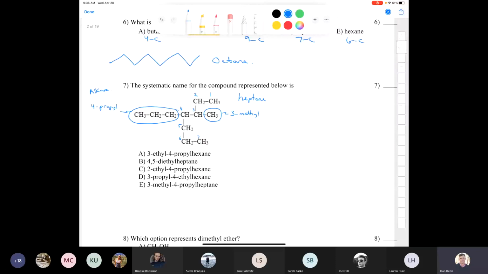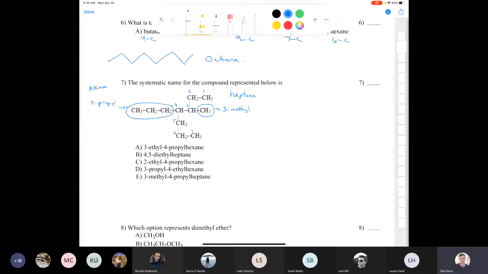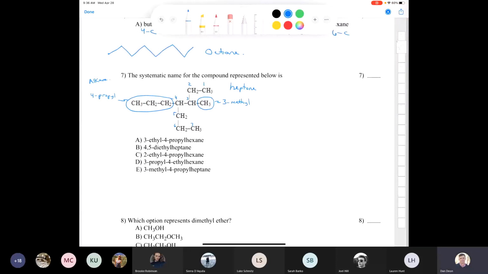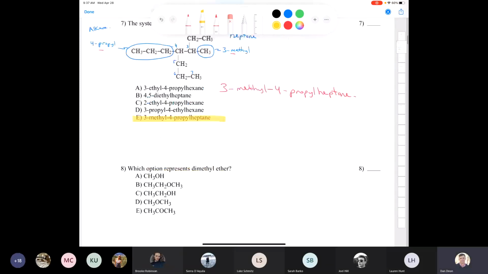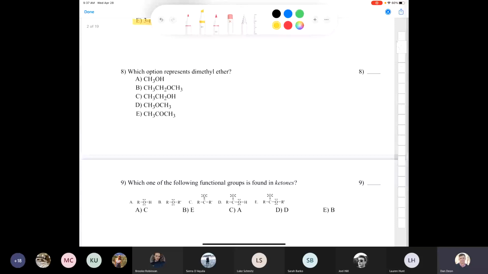So now we're going to put the entire name together. Now, the parent is heptane, so that comes last. But when it comes to the propyl and the methyl, I'm going to list them in alphabetical order. M comes before P in the alphabet, and so the molecule will be 3-methyl, 4-propyl heptane, which is E. Let's move on to question 8, which deals with functional groups.